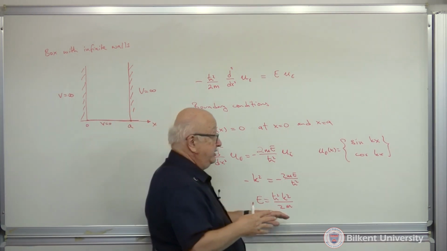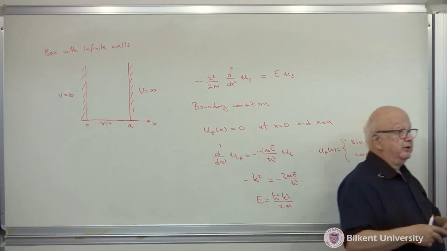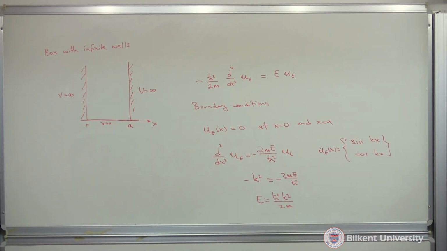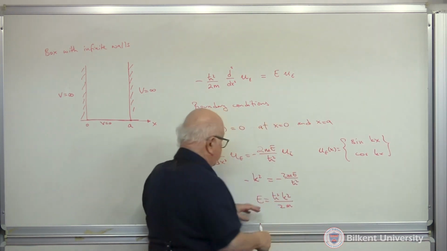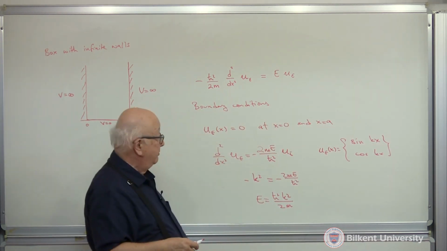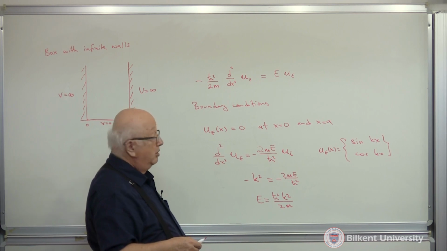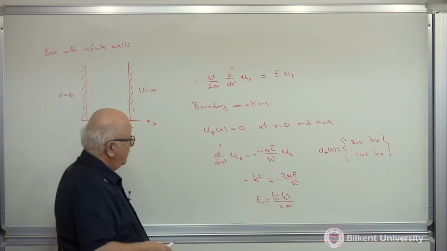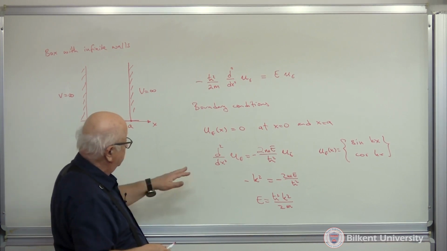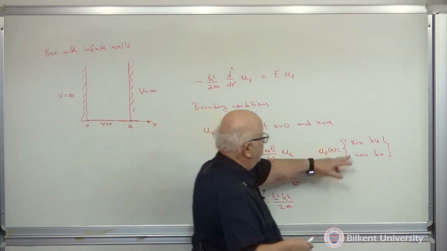Okay, this discussion was based on the free particle. Here we have a particle which is confined to some part of space. But still, h bar k squared acts like the momentum squared divided by 2m is the energy. All right, this is time. Okay, so those are the solutions that I can use.